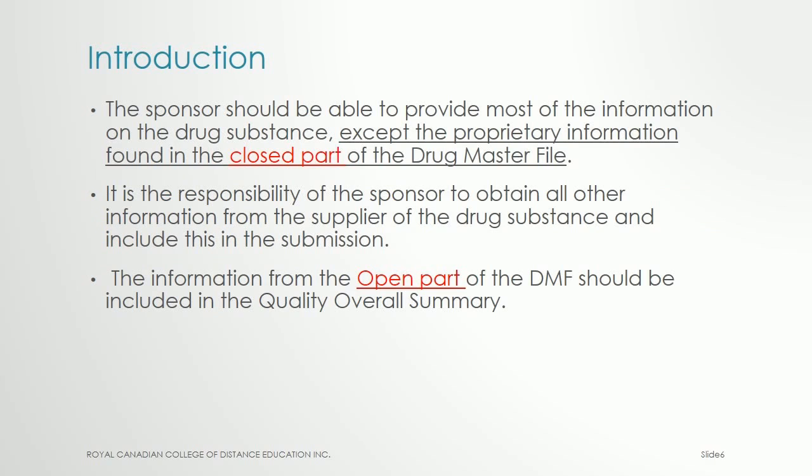Introduction. The sponsor should be able to provide most of the information on the drug substance, except the proprietary information found in the closed part of the drug master file. It is the responsibility of the sponsor to obtain all other information from the supplier of the drug substance and include this in the submission. The information from the open part of the DMF should be included in the quality overall summary.